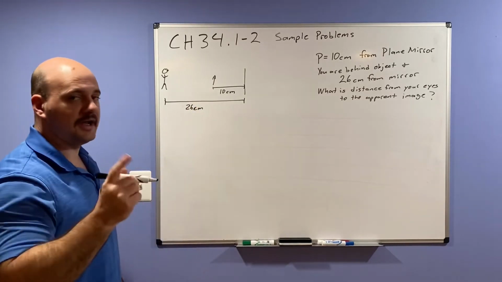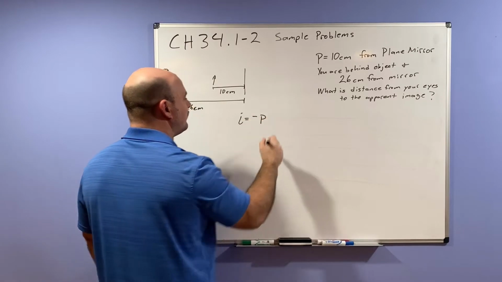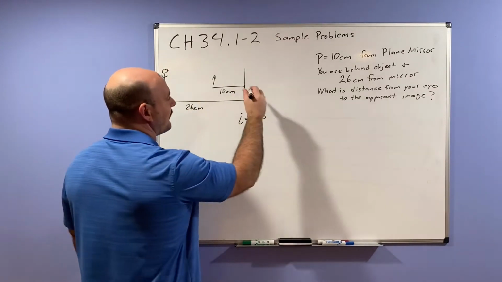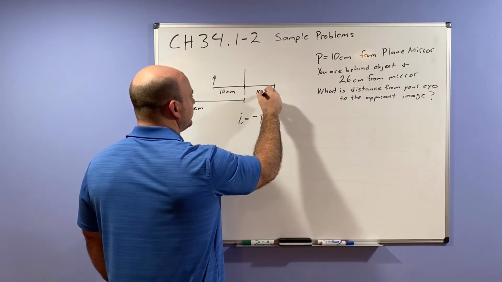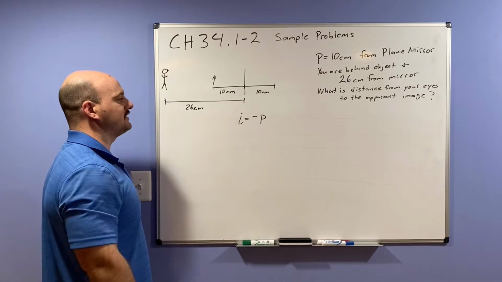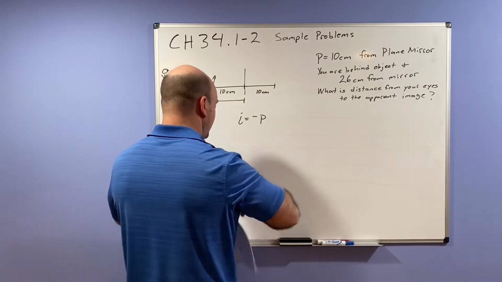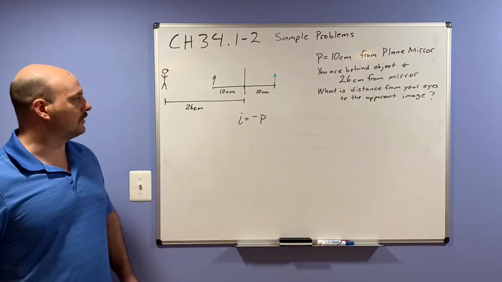Okay, now for a plane mirror, we know that the image distance is equal to the negative of the object distance. So that image forms on the opposite side of the mirror, and its absolute value is the same as the object distance, but it's negative. So here's our image over here. Let's draw that in green. Okay, here's our image of the arrow.